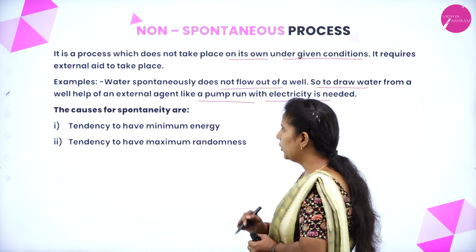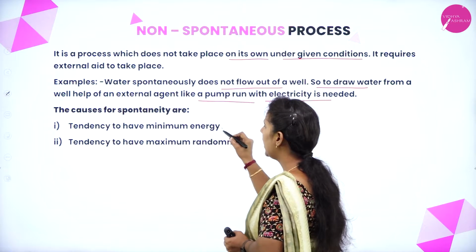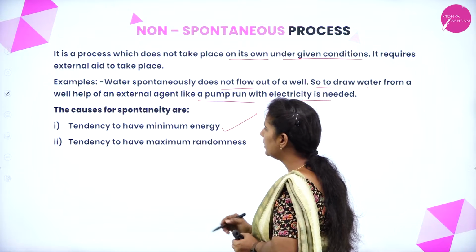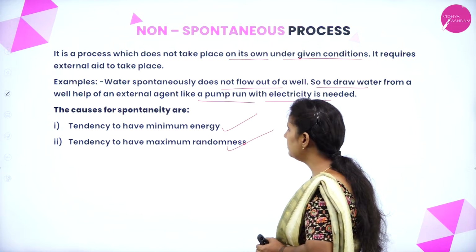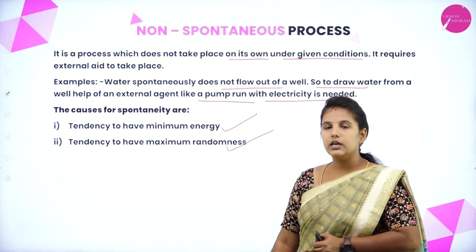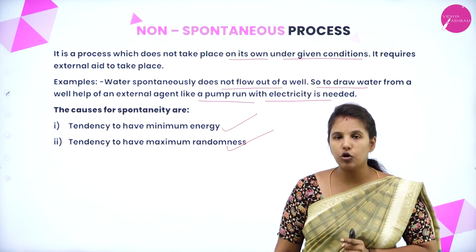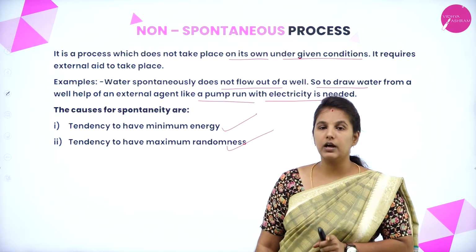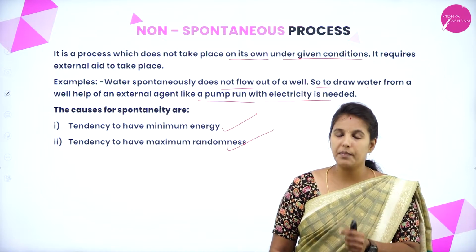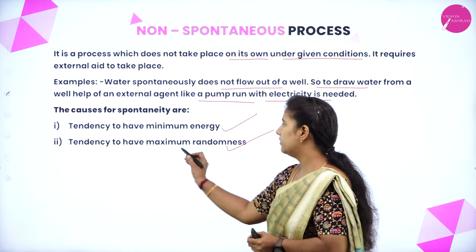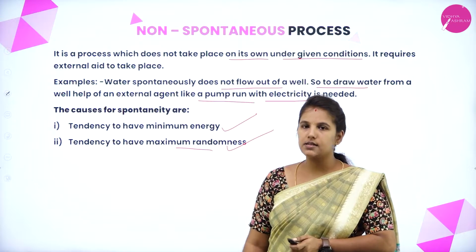The causes for spontaneity are the tendency to have a minimum energy and the tendency to have a maximum randomness. So the spontaneity is not caused here. That is mainly because the processes have a minimum energy and also a maximum randomness.